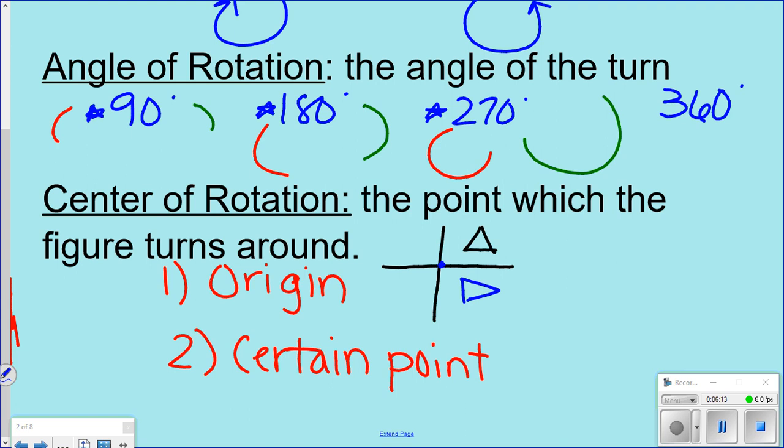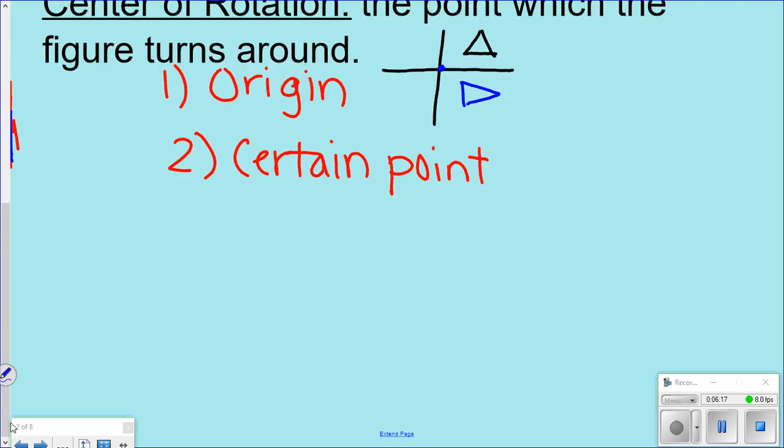Now around a certain point, that's a little more tricky. Around a certain point would look like this. So if this is my figure, and this is my point, usually they'll name them like A, B, and C. And they'll say, okay, I want you to rotate this around point A. Well, if that's the case, this is what it's going to look like. Let's see, it's going to rotate like this.